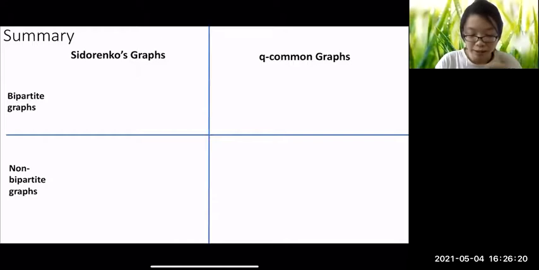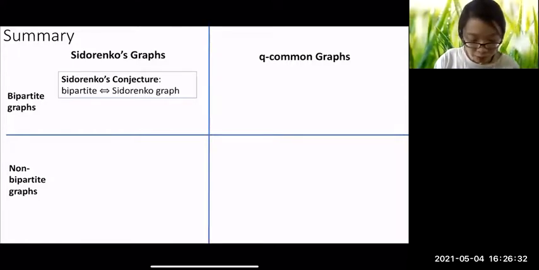So I cut it into 2 columns and 2 rows. The first row is about bipartite graphs, and the second row is about non-bipartite graphs. The first column is Sidorenko graphs, and the second column is Q-common graphs. Basically, Sidorenko's conjecture says if a graph is bipartite, then it's Sidorenko. And this is if and only if.